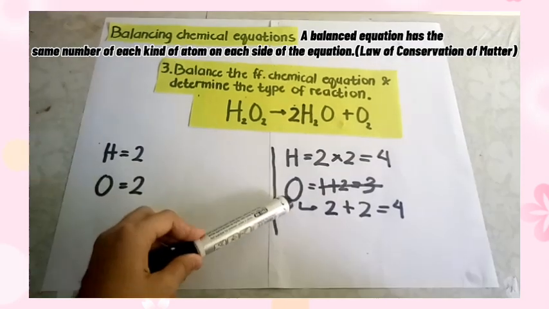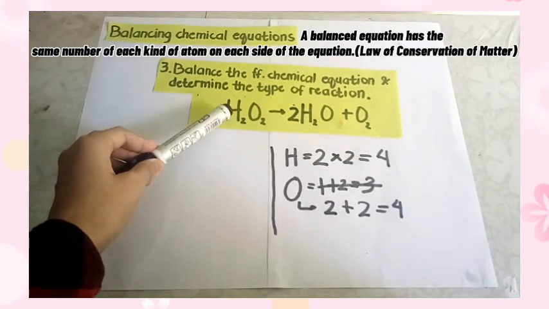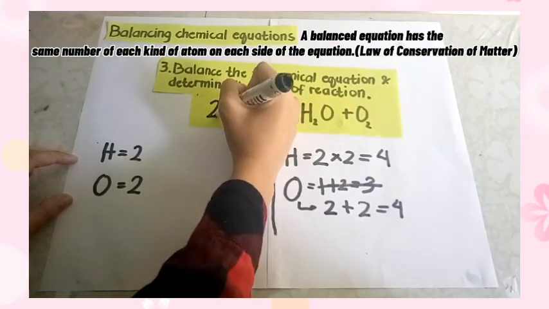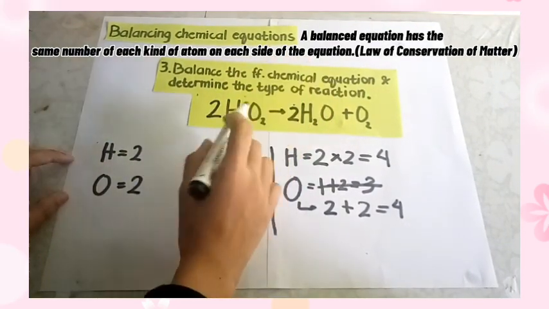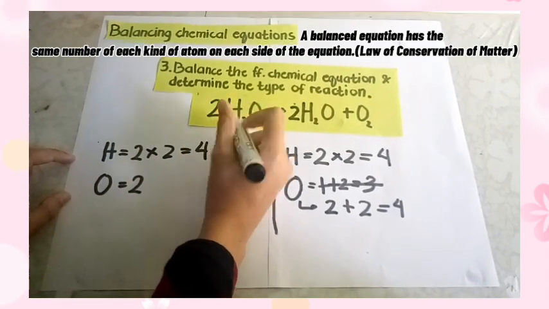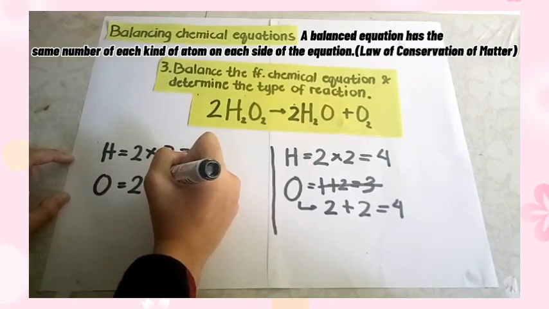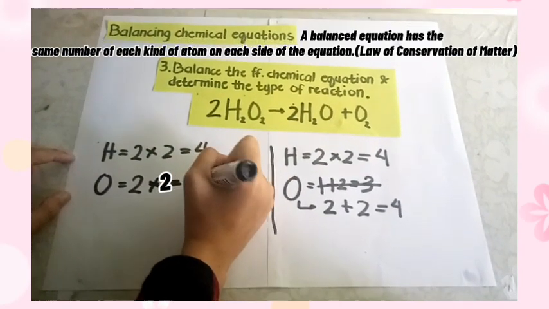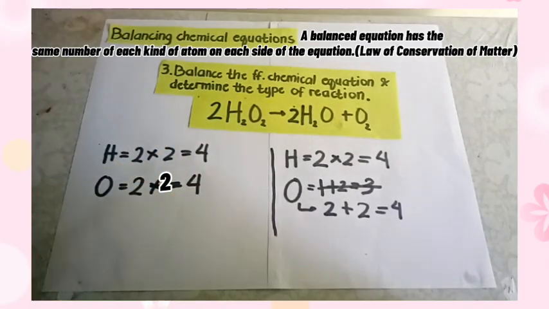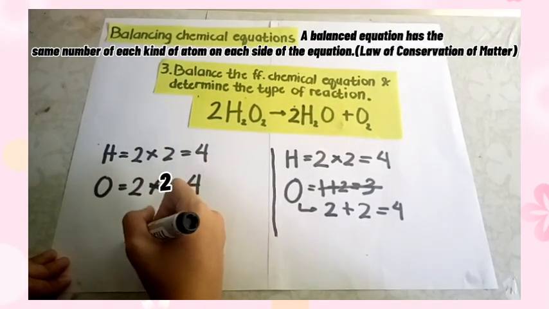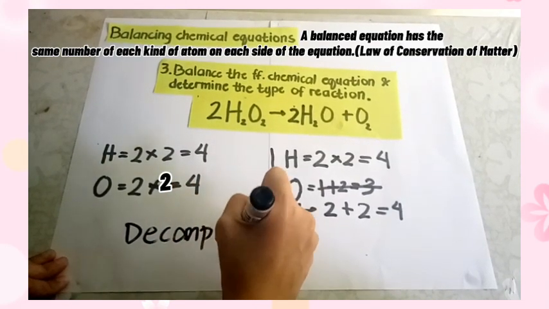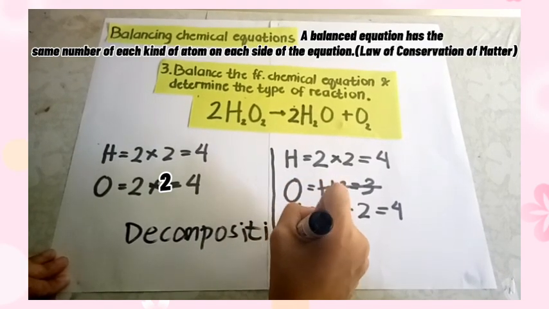And now we will go back to our reactant side to balance this equation. So we will put here a 2 coefficient to balance this equation. So 2 times 2, we have 4 atoms of hydrogen, and 2 times 2, we have 4 atoms of oxygen. So now this is a balanced equation. So this type of reaction is decomposition because one substance is broken down or split into 2 or more simpler substances.